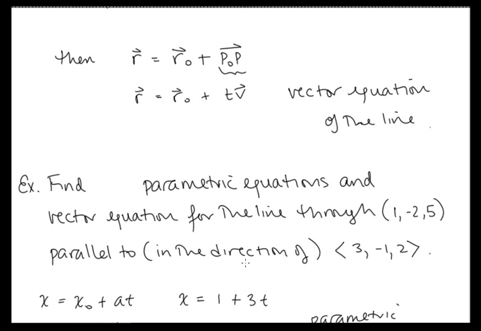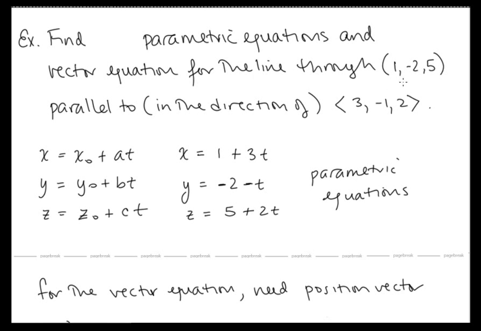Now let's take a look at an example. We want to find parametric equations and vector equation for the line through (1, -2, 5), parallel to, or we can also say in the direction of, (3, -1, 2).